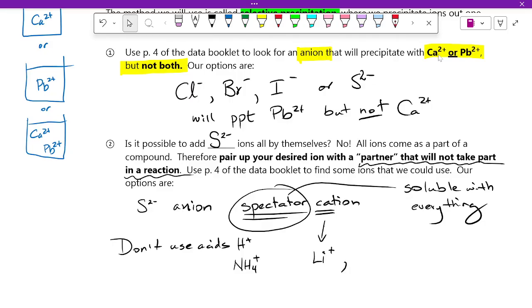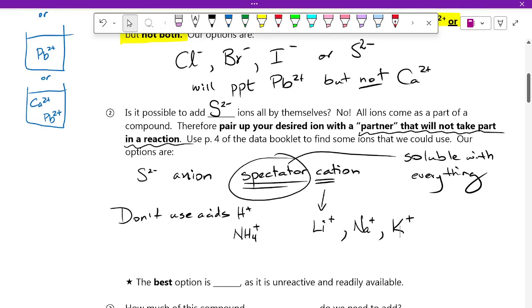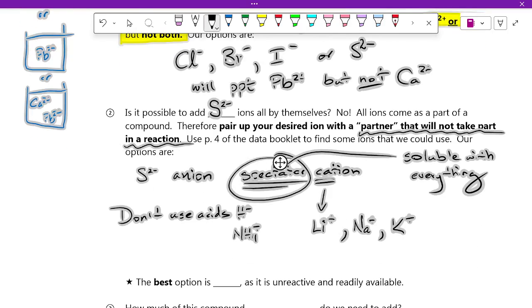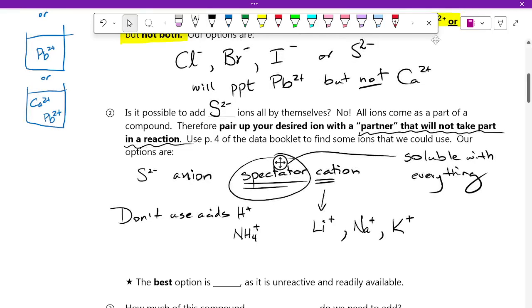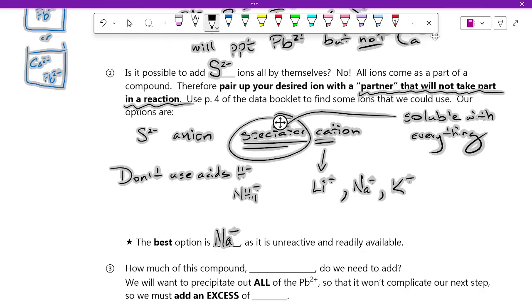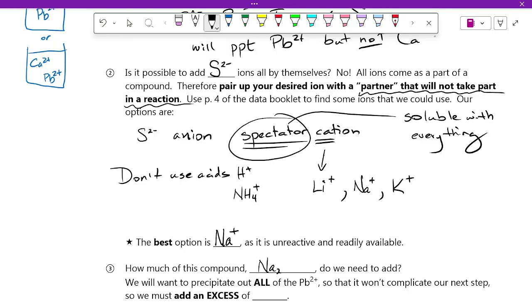So like lithium, sodium, and potassium. Yes, you could choose cesium or rubidium, but let's not go there, because those are weird. And who is the most common of these ions, the one that you find everywhere? Sodium. So anytime you need to partner up an anion, partner it up with sodium. So how much of this compound, Na2S, do we need to add?